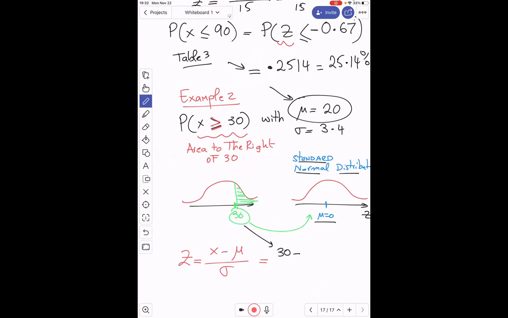So anyway, it's x minus mu. Mu is 20. So 30 minus 20 over sigma. Sigma is 3.4. All right, that's 30 minus 20, that's 10 over 3.4. So then that will be equal to, let me see my notes.